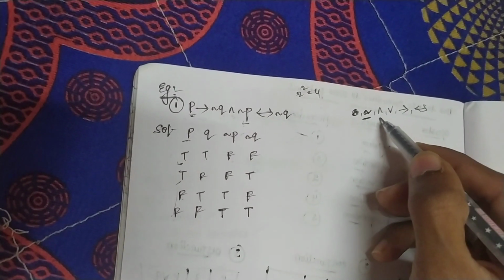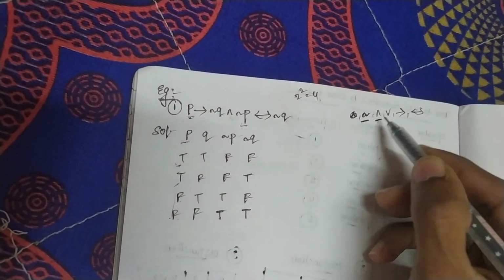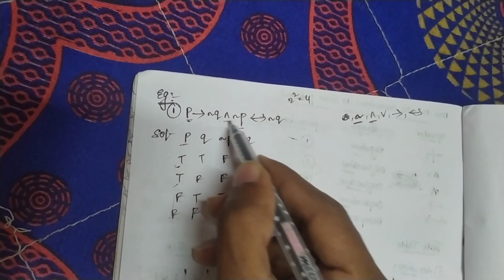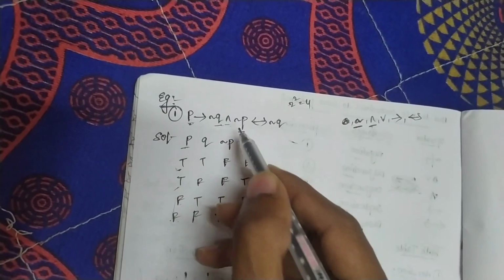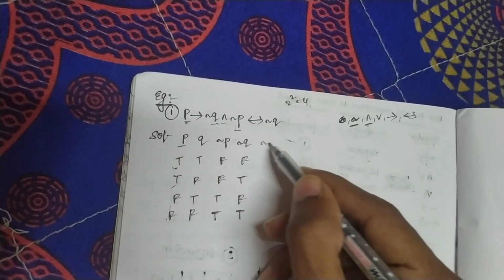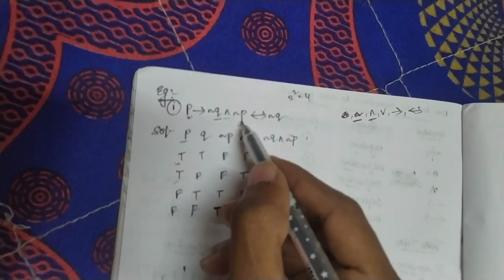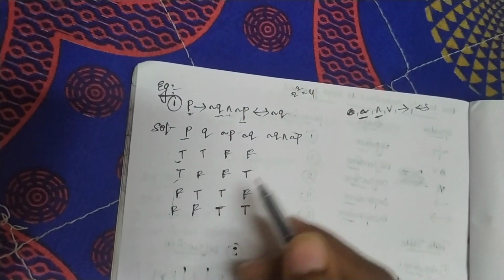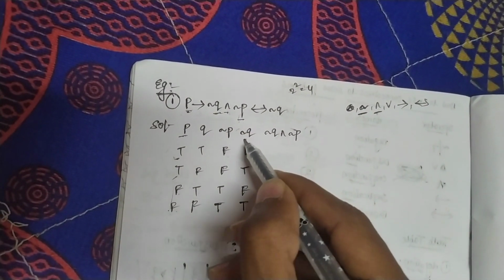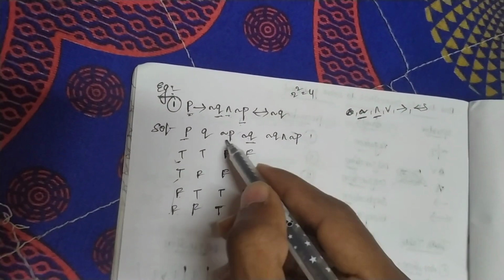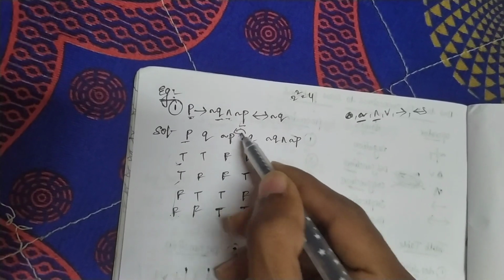Next, the preference is given to what? AND. Here the AND connective is between negation Q and negation P. So we have to write negation Q and negation P, and do the AND connective for these two. This is the negation Q value and this is the negation P value. So we go this way.